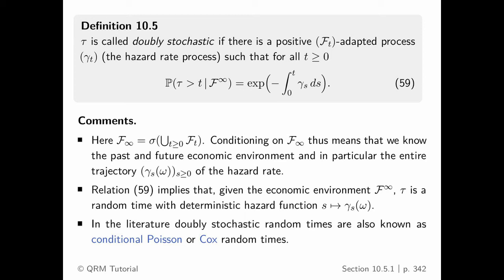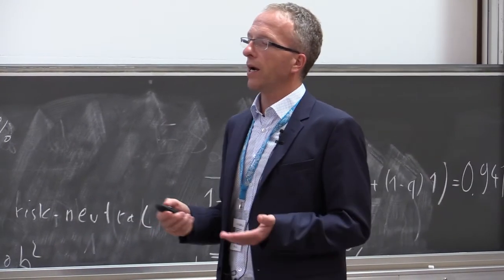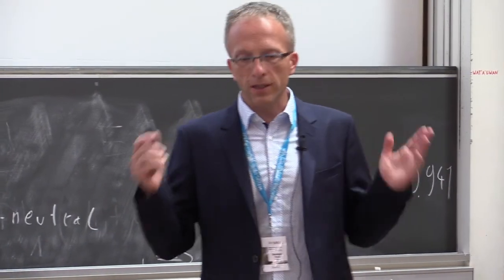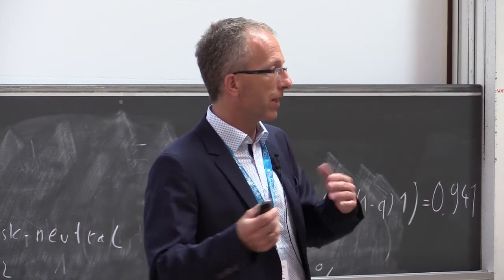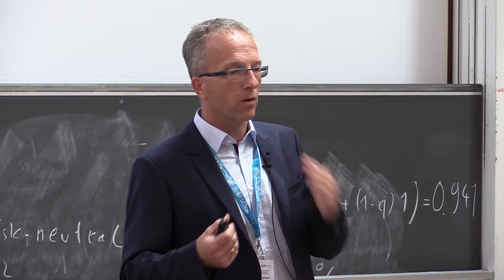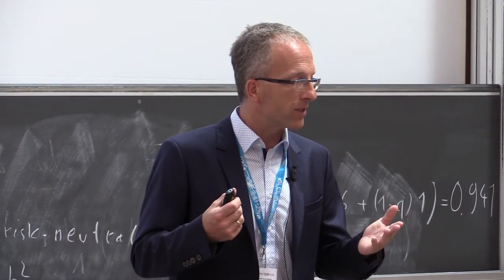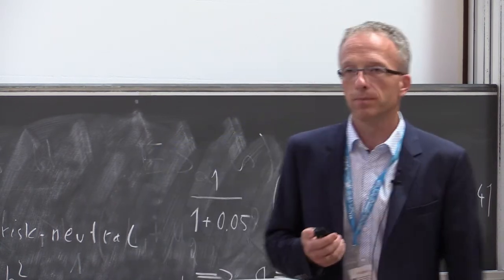probability that tau is bigger than t, given F infinity, which just means given the evolution of this hazard rate from the beginning of the world to the end, is equal to exp of minus the integral from 0 to t of gamma s ds. Of course, the gamma needs to be positive for that, and this integral here needs to be finite. So given the economic environment, we are having a model with deterministic hazard rate as we studied so far, but the economic environment can also be random, and so we have sort of a two-step procedure. Condition on the economic environment, we can apply the formulas we had so far, but then we have to average over it. Okay.